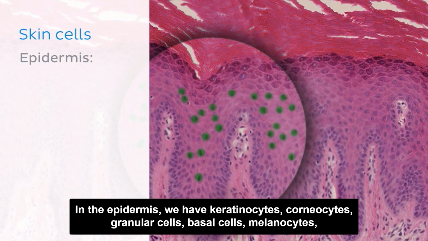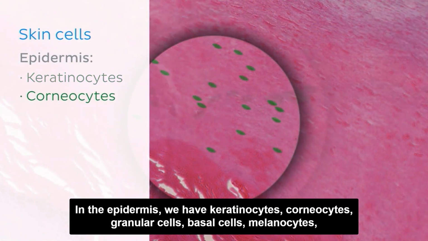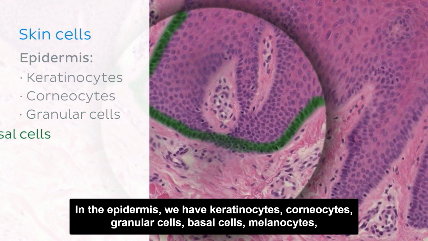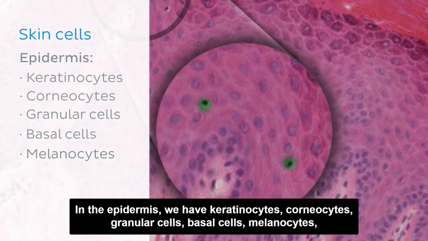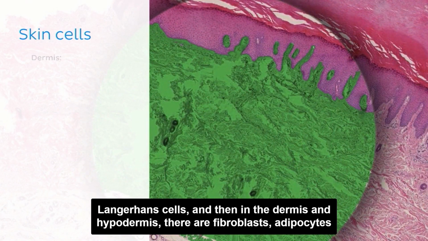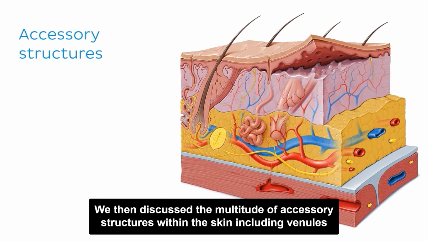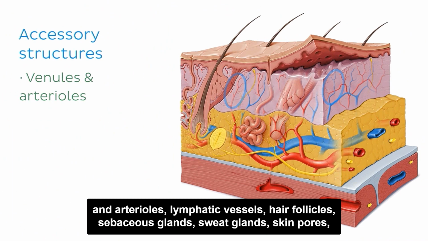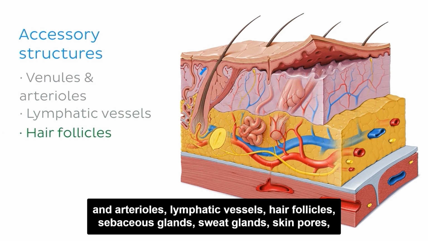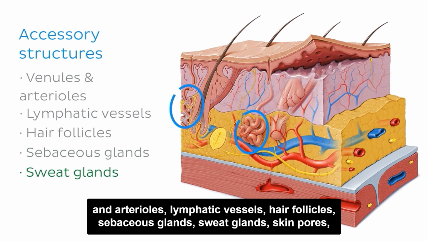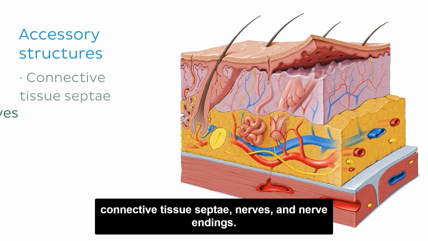In the epidermis, we have keratinocytes, corneocytes, granular cells, basal cells, melanocytes, Langerhans cells, and then in the dermis and hypodermis, there are fibroblasts, adipocytes, and macrophages. We then discussed the multitude of accessory structures within the skin, including venules and arterioles, lymphatic vessels, hair follicles, sebaceous glands, sweat glands, skin pores, connective tissue septi, nerves, and nerve endings.